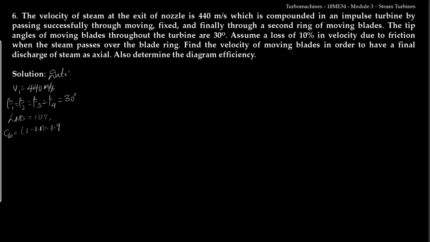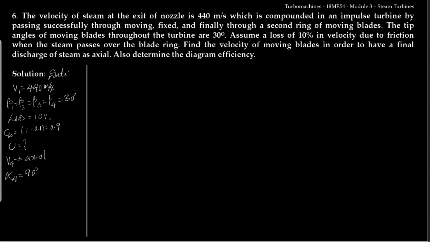Now we need to find the velocity of moving blade, that is U. U has to be calculated to have a final discharge of steam as axial, which means to say that the final discharge from the second stage will be V4, and V4 should be axial, and alpha 4 should be 90°. For this given condition, now we need to construct the velocity triangle, and from that we need to find out the value of U. So till we complete the construction of velocity triangle, we will not get any value for U. So I will go to next page for the construction.